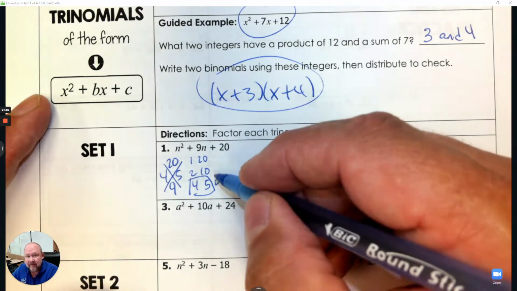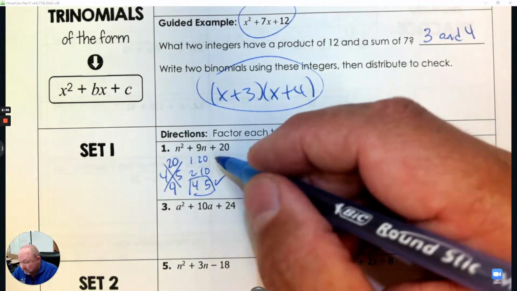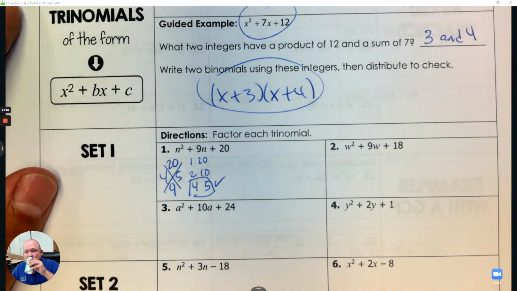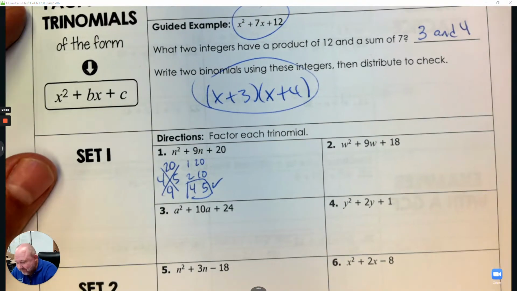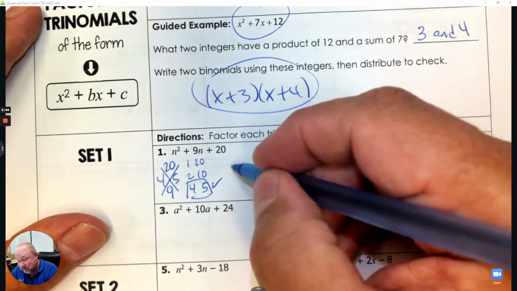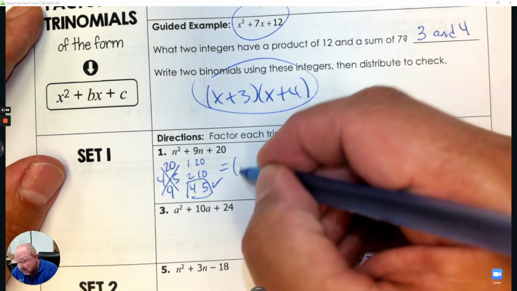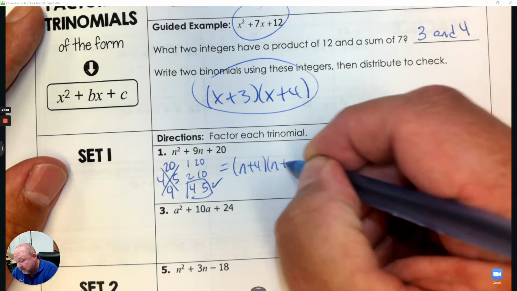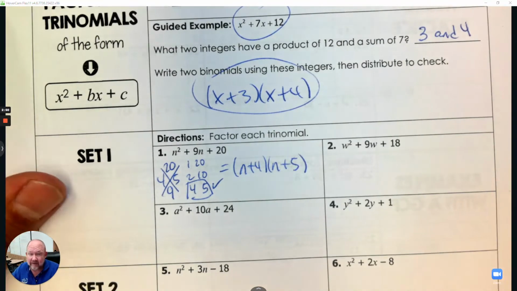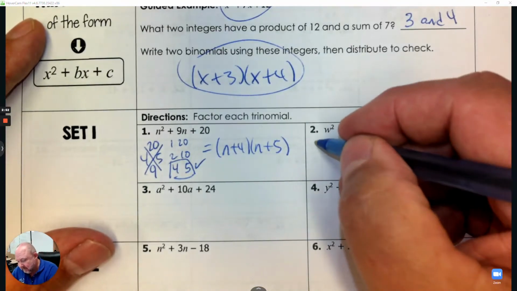If you can't think of that in your head, then we write down each factor until you find the pair that works. And then there you go. So we have positive 4 and positive 5 with n, and it's factored. Let's try it again with 18.